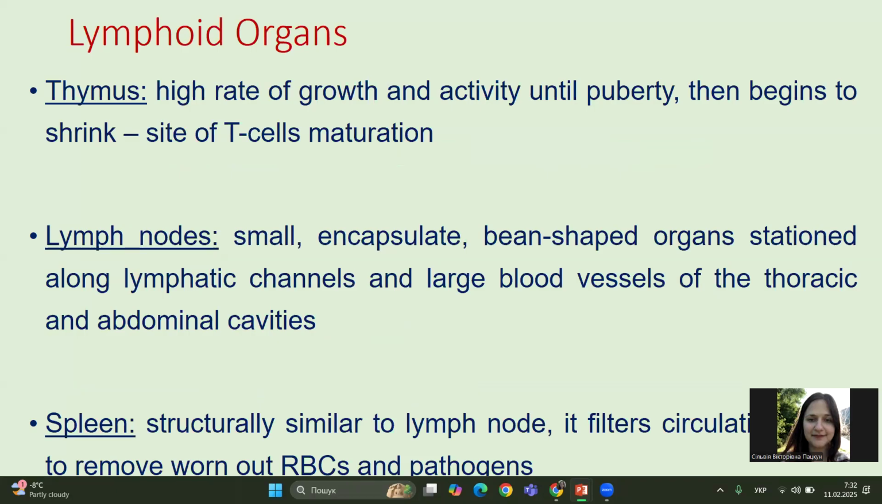Lymphoid organs include the thymus, which has a high rate of growth and activity until puberty, then begins to shrink; it is the site of T cell maturation. Lymph nodes are small encapsulated bean-shaped organs stationed along lymphatic channels and large blood vessels of the thoracic and abdominal cavities. The spleen is structurally similar to a lymph node; it filters circulating blood to remove worn-out red blood cells and pathogens.